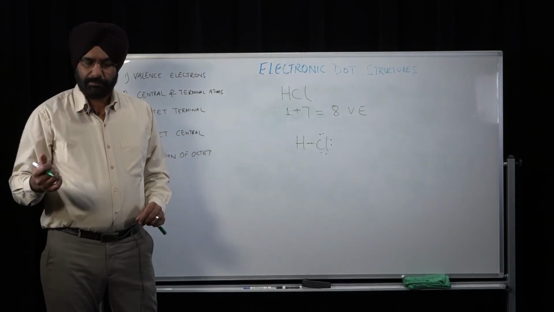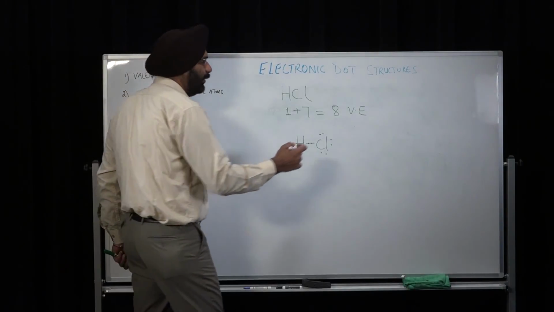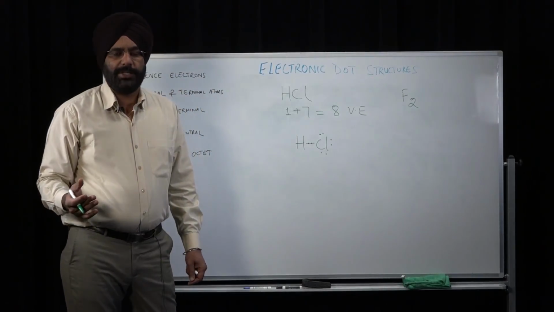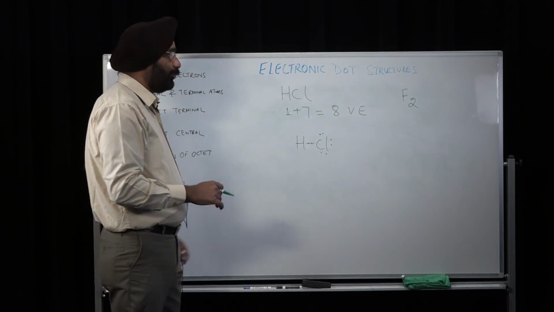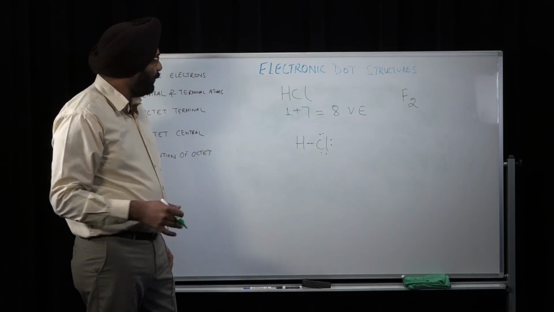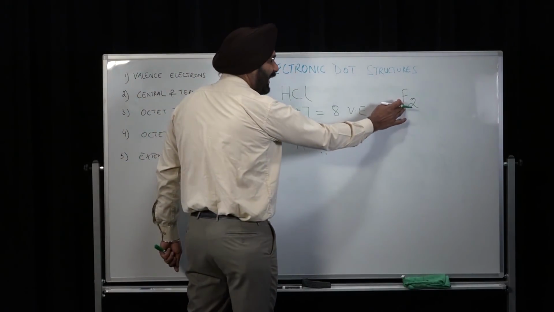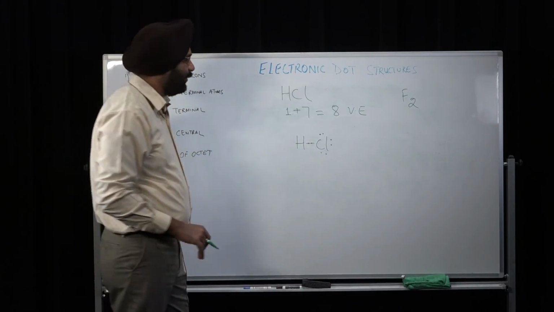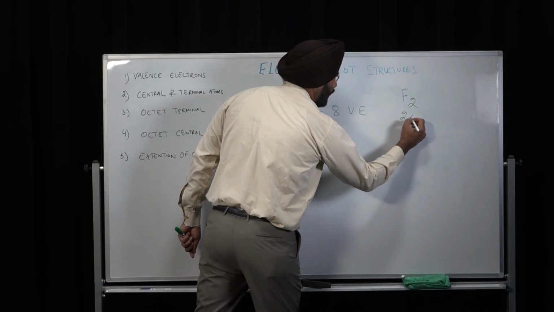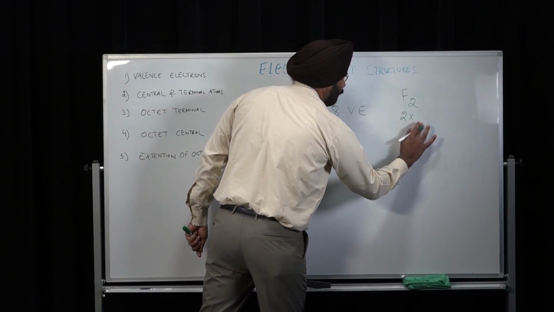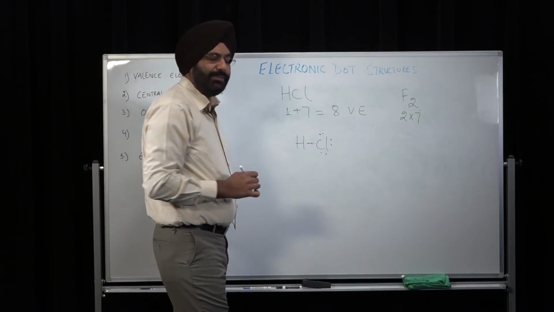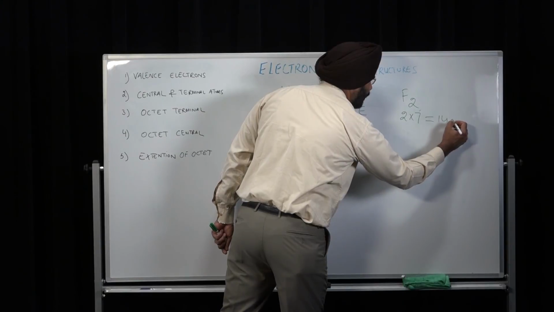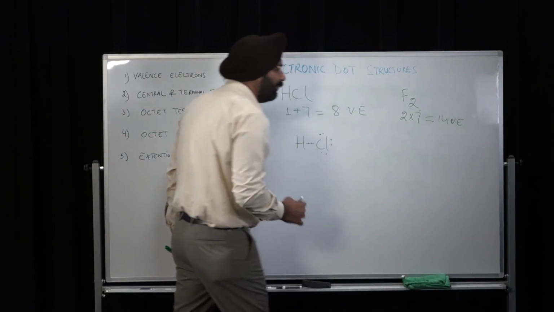Very simple. Another simple molecule to write the electronic dot structure for is F2, which is a fluorine molecule. A fluorine molecule is composed of 2 fluorine atoms. So how many valence electrons are we seeing? Fluorine, again, just like chlorine, belongs to the 7th group. It has 7 valence electrons. So there are 2 fluorine atoms, each fluorine atom has 7 valence electrons. So in total, for the fluorine molecule, you have 14 valence electrons.